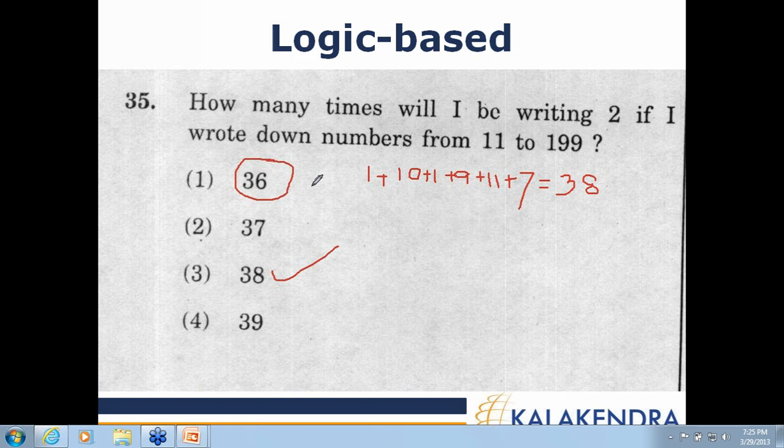Okay. So this is pretty much logic based. The logic that I'm using is that there is a cluster of 2's in the 20s series, and I've got 2 of them, one in the 2-digit numbers, one in the 3-digit numbers for the hundreds series, and then I've got a 2 for every 10 numbers. So that's all I need to count. Okay, I hope this has been clear.